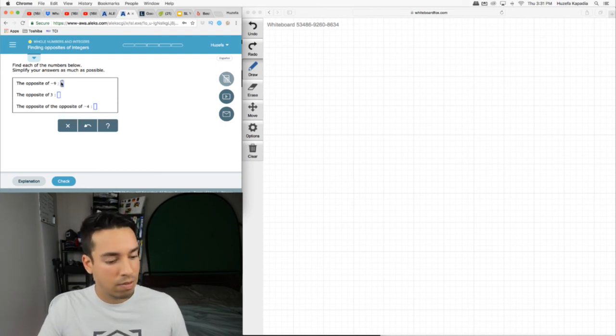So the opposite of -9 is simply +9. The opposite of 3 is -3. The opposite of the opposite of -4 is just the number itself. That's like multiplying by -1, then multiplying by -1 again. The opposite of the opposite is just the number itself, which is -4.